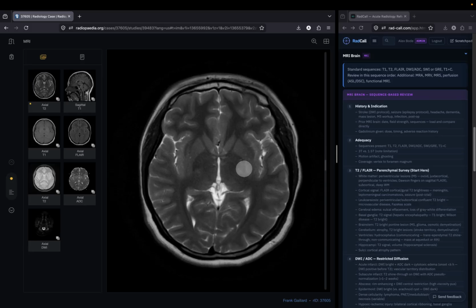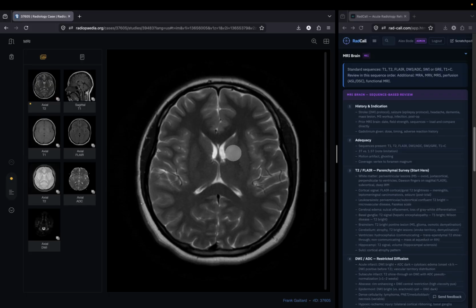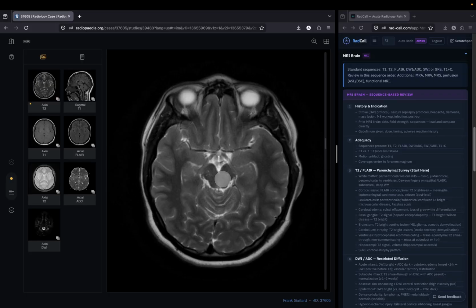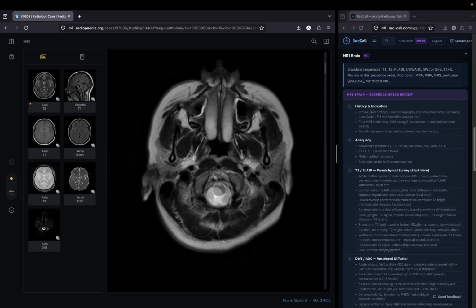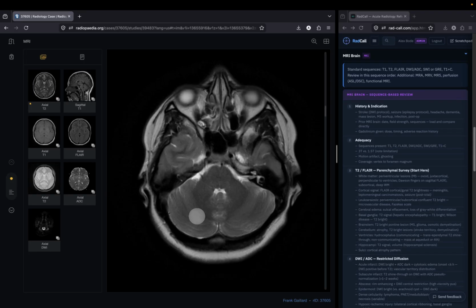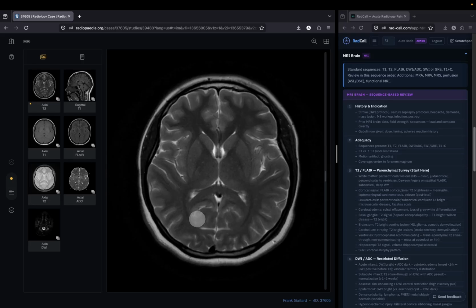Then you look at the basal ganglia. We're looking at the thalamus, and then ultimately the brain stem, the medulla, the pons, and the midbrain. And then once we're down here, we're going to be looking at the posterior fossa, the cerebellum. On the T2 or FLAIR sequences, you're looking for any white matter changes, any edema, any abnormal cortical signal that can indicate some sort of neoplasm.